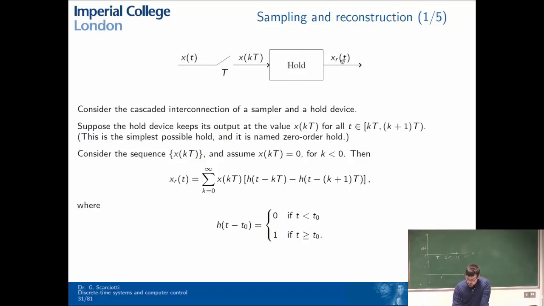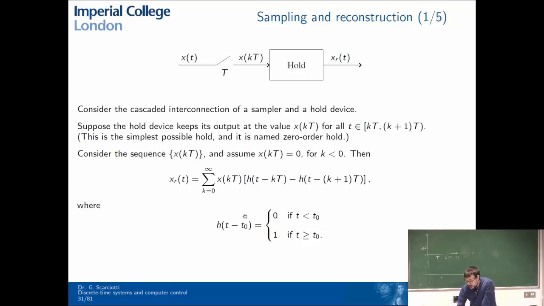So how do we describe this mathematically? We consider the sequence x(kT), and we assume that the sequence is 0 for negative times. This is a standing assumption for the whole course. Then the reconstructed signal is given by this expression. This is the output of the hold, and it is the sum, with k going from 0 to infinity, of x(kT) multiplied by this function.